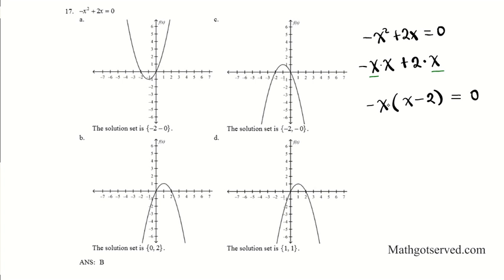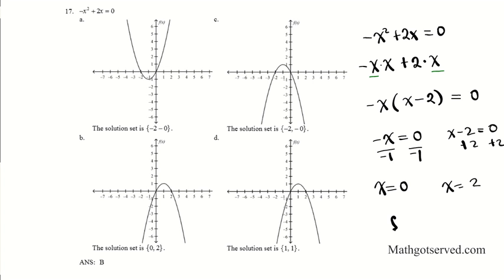Okay? Now we're going to use the zero product property. Notice whenever we factor out a minus, the center sign changes. So using the zero product property, we have negative x equals 0, or x minus 2 equals 0. If you divide this by negative 1, you have x equals 0. And then this one, just add 2, and you have x equals 2. So your solutions are going to be 0 and 2. Answer is option letter B. Okay?